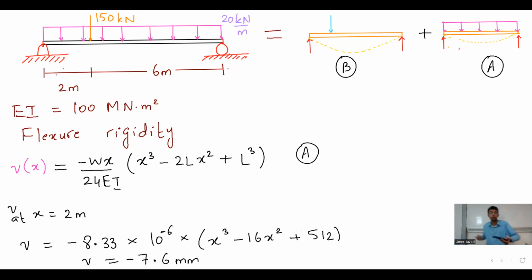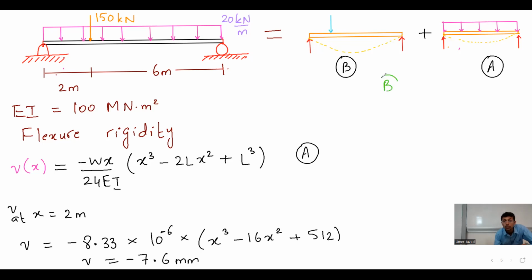Ghazal, why is the answer coming out to be negative for deflection? Because deflection is like this, right? Below the beam. So that's why your V is coming out to be negative. If someone had put the load like this on this beam and it had deflected like this, then your V would be positive. Okay. How many students agree?